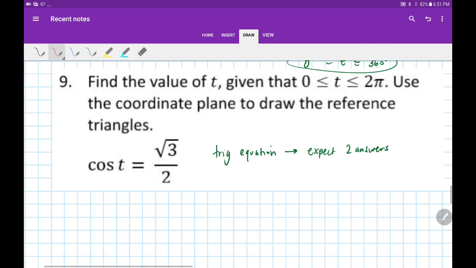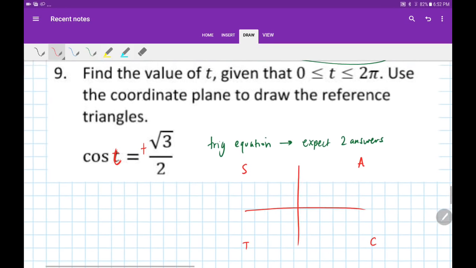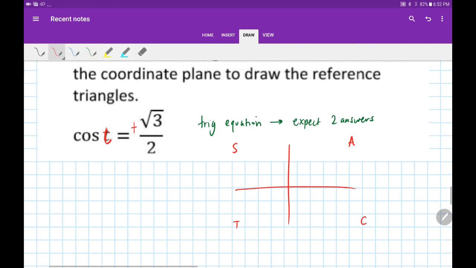Here's why. Cosine can be positive. Notice this saying, what's the value of t? So what's the angle where cosine is positive root 3 over 2? Well, cosine can be positive in 2 spots. See if this comes back. All students take calculus. This tells me in which quadrants I have positive trig ratios.